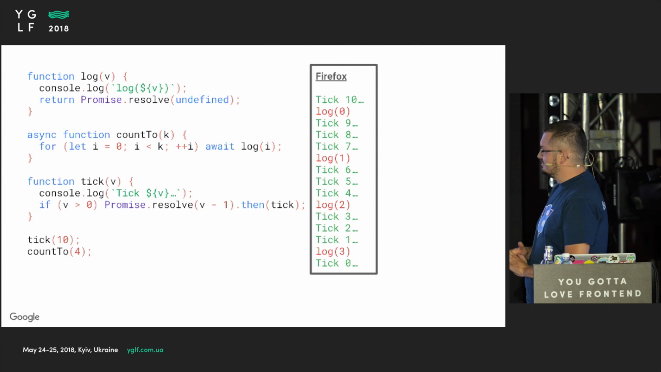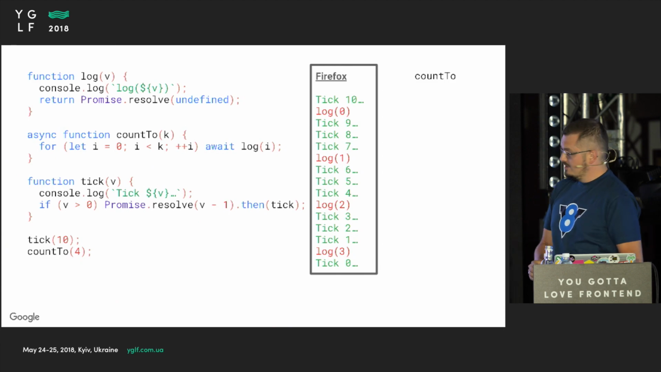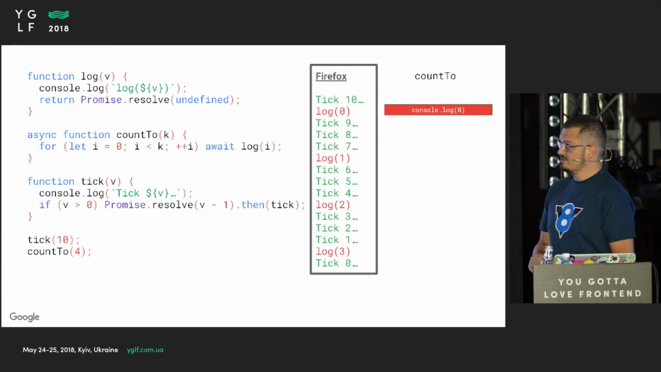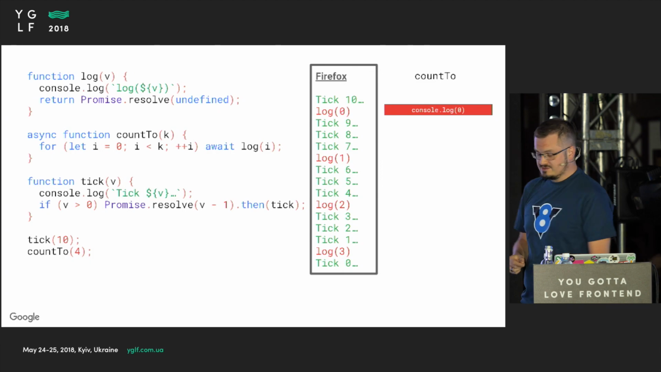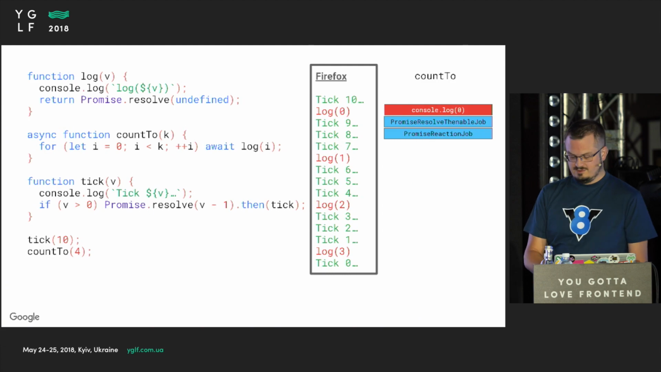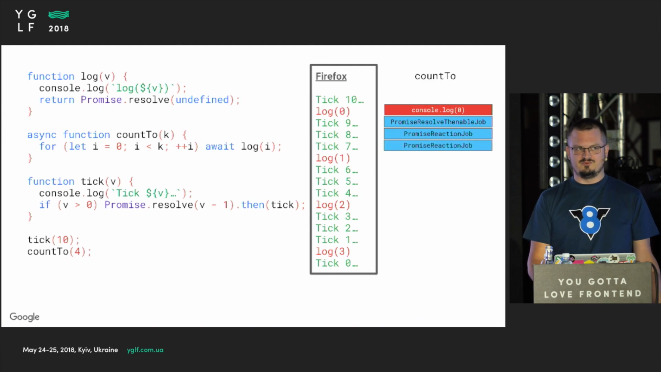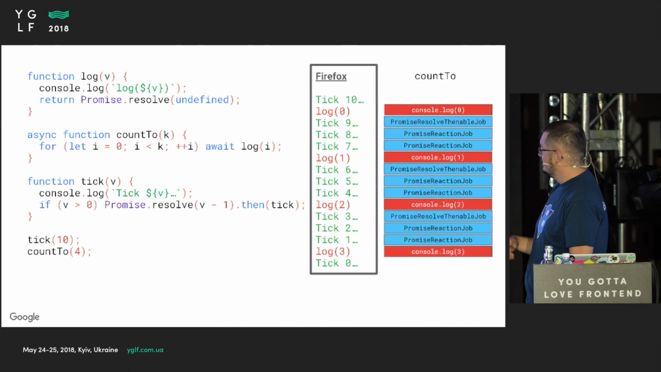Let's just go through the example quickly so that it sticks. Okay, so we have this. We take the Firefox example because that was right. And we start executing count2. The first thing it does, I take out the tick because that's not interesting, is console.log 0, then the promise resolve thenable job, then the promise reaction job for the P, then the promise reaction job for the throwaway promise, and then we are done again. So this is why we see 3 ticks in between.